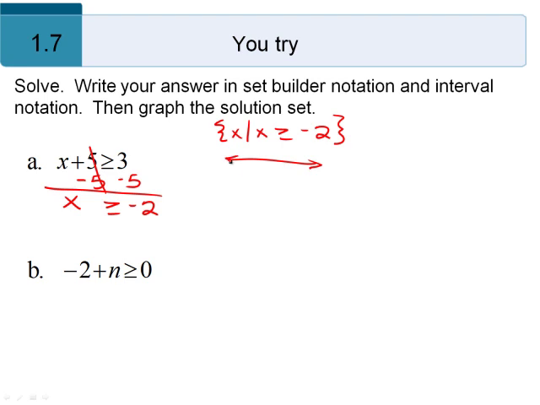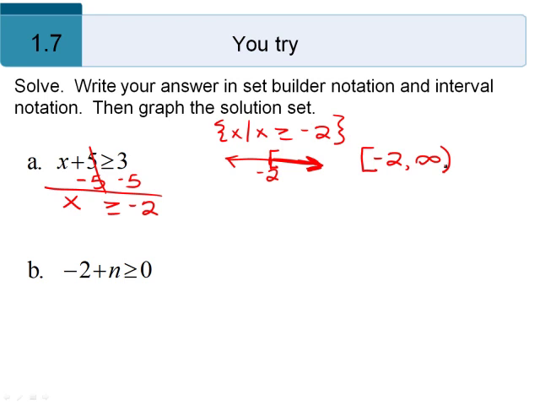interval notation. If we want greater than or equal to -2, it's going to go to the right. That's the greater than part. And with the equal to, we need a bracket at -2. So look at this interval. It starts at -2 and goes all the way out to positive infinity, which always has a parentheses. So there's everything: set builder, interval, and the graph.